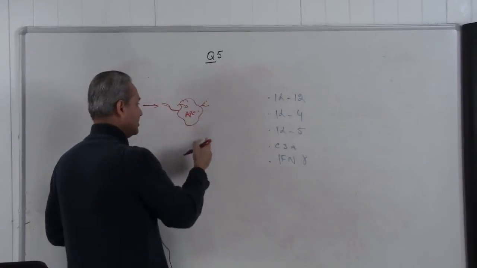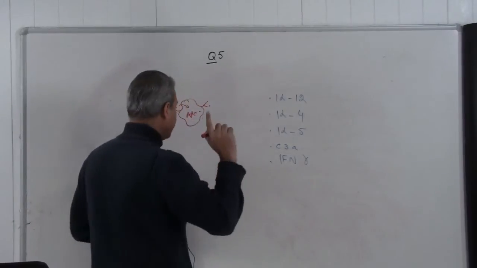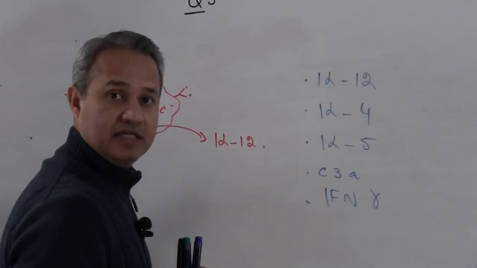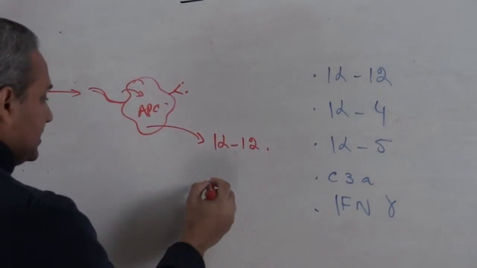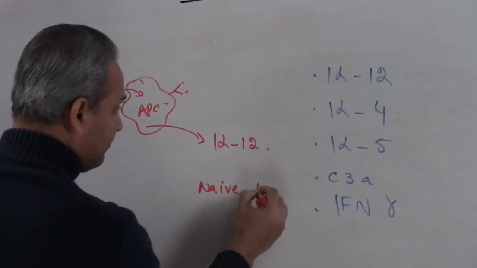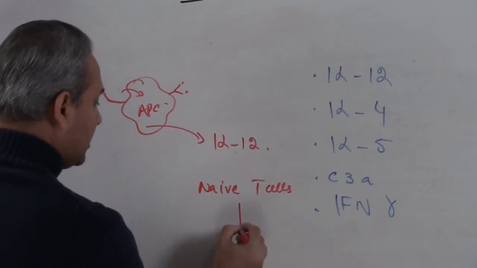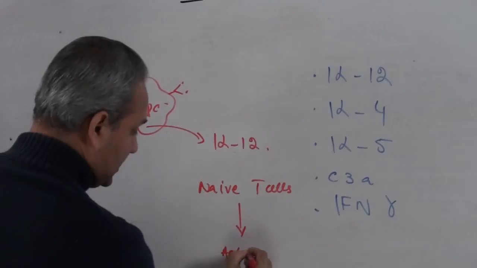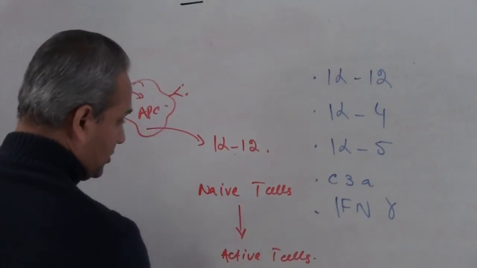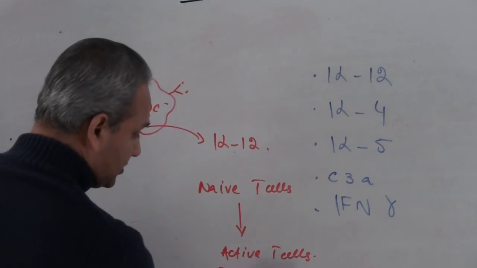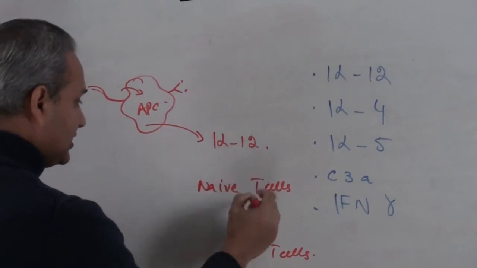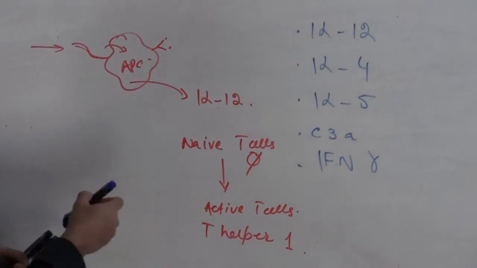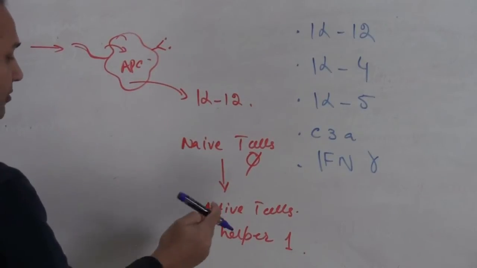So this is the innate part. Plus, interleukin 12 is secreted. This interleukin 12 causes the naive T cells to become activated, so they become active T cells, or T helper 1 cells. Remember, naive T cells are called T helper 0 cells, so they become T helper 1. Now please remember this: this is the interleukin 12 interferon gamma axis.